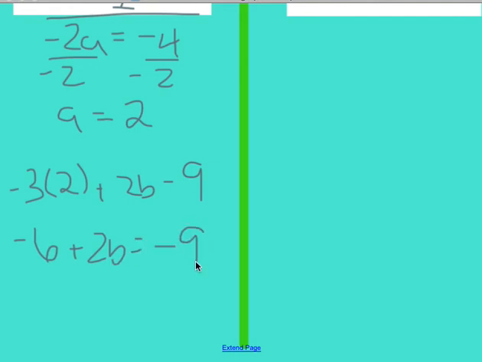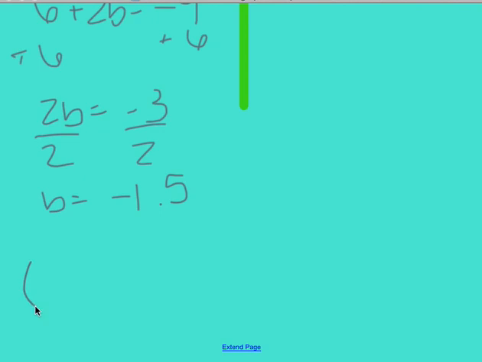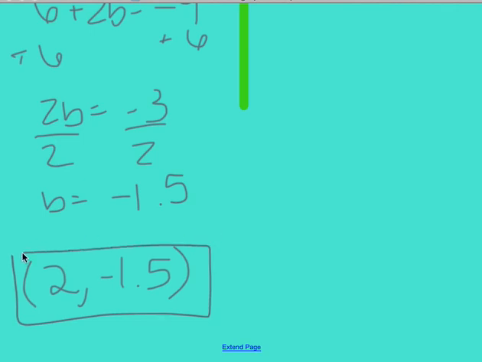So the first thing I want to do is get that negative 6 over to the other side. So I'm going to go ahead and add 6. And then I get 2b is equal to a negative 3. Okay, and then when I divide both sides by 2, I end up getting that b is equal to a negative 1.5. So if you wanted to write that out as a coordinate point, you would write your a first and then your b. So there's your coordinate point for number 9.